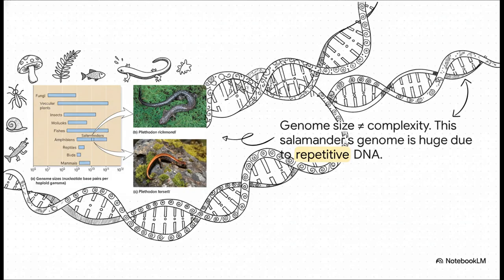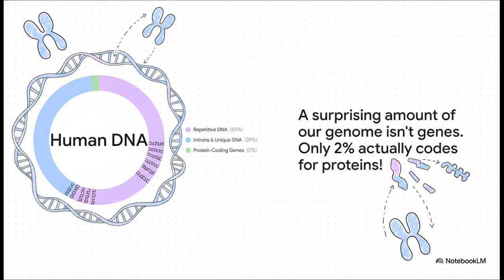repetitive sequences. And guess what? We're not all that different. Just look at our own genome. A measly 2% of our DNA actually codes for proteins. 2%. So what's the rest? Well, a whopping 59% of it is made of repetitive DNA, which of course begs the question, what is all that other stuff doing? Well, a huge part of it is made up of these things called jumping genes.